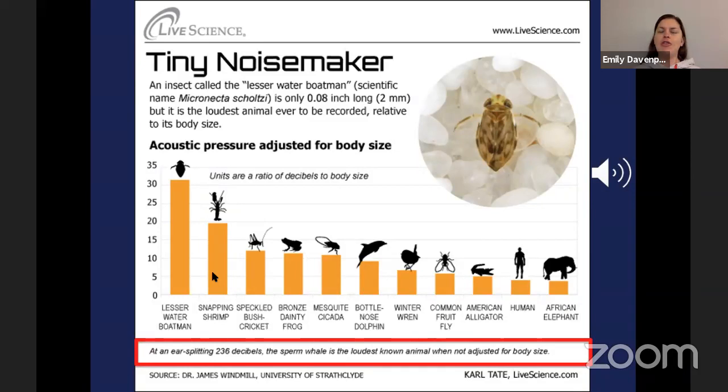But the lesser water boatman is actually pretty loud even when you're not thinking about its size. It makes a noise around 99 decibels, which is how loud it is if you were to scream at the top of your lungs. That's around 99, 100 decibels. It would also be equivalent to being right at the front row of an orchestra. So these guys are really loud just in general.